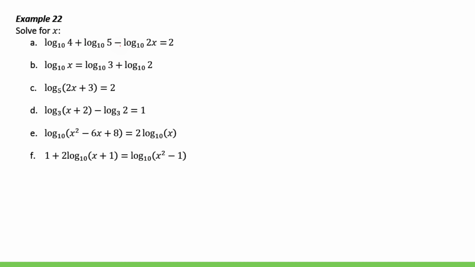Last lot of examples. This time what we're going to do is we're going to be solving for x. So not only simplifying but also solving. So for part A, I can see I'm adding the two logs, so I will times them and then subtracting, so I will divide. So this will be log 10, 4 times 5 is 20, on 2x is equal to 2.